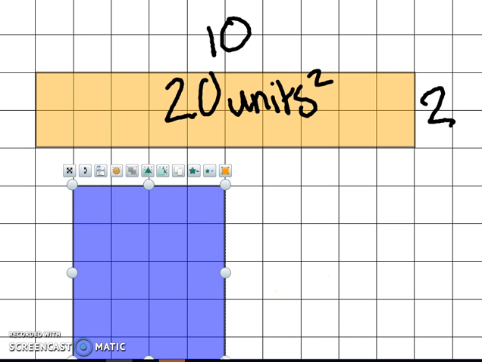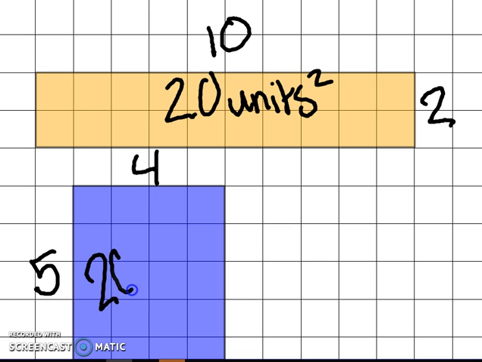There's 20 in that one too. It is 1, 2, 3, 4, 5 of 5 by 4, which gets me 20 units squared. 20 unit squares in there. So those are my 2 options.